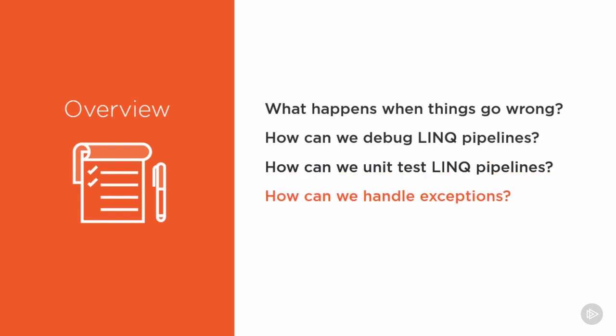And finally, we're going to look at how you can handle exceptions. How should we respond when something goes wrong in our LINQ pipeline? Is there a way that we can wrap individual stages in the pipeline in exception handlers? And is there a way that we can carry on iterating through a sequence even though some of the elements have caused exceptions to be thrown? And we'll be seeing a few different ways that you can respond to exceptions. So we're going to start off by looking at debugging.